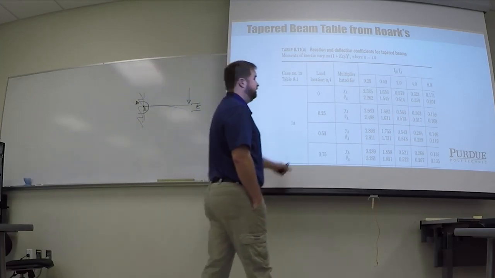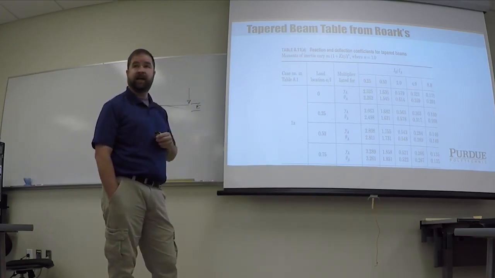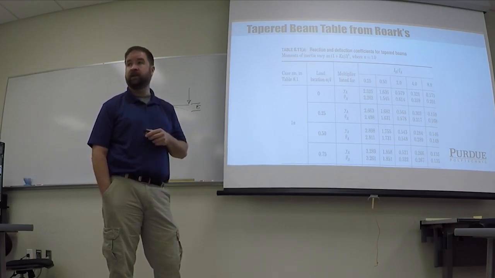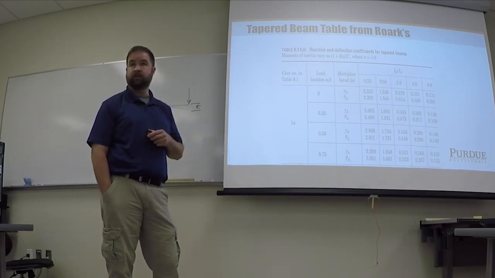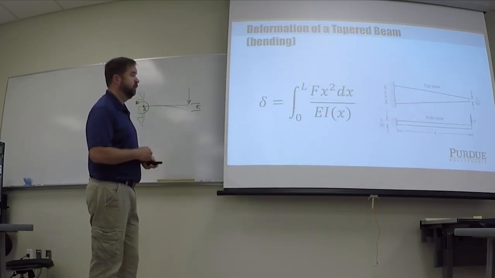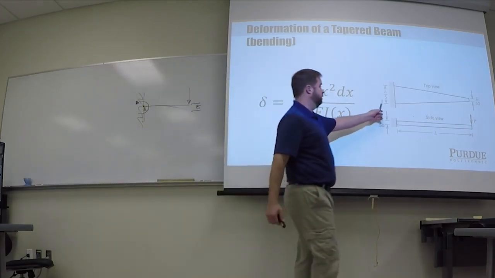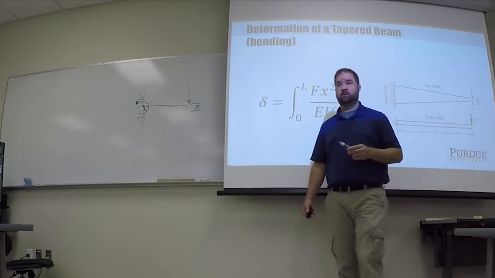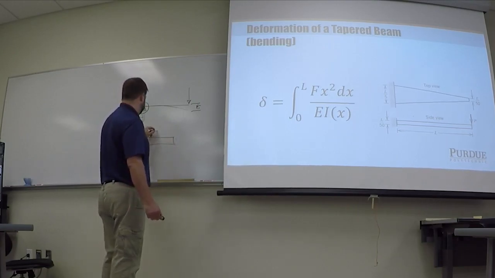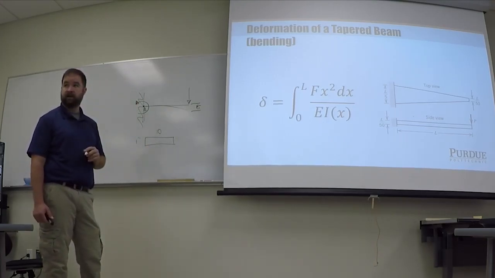So, this IB over IA. IB would be the end on the wall, and IA would be the end where the load is applied. Okay, so looking back at our tapered beam, we're going from 10 inches to 1 inch. So for a rectangular cross section that is 10 inches by 1 inch, what is the formula for I?